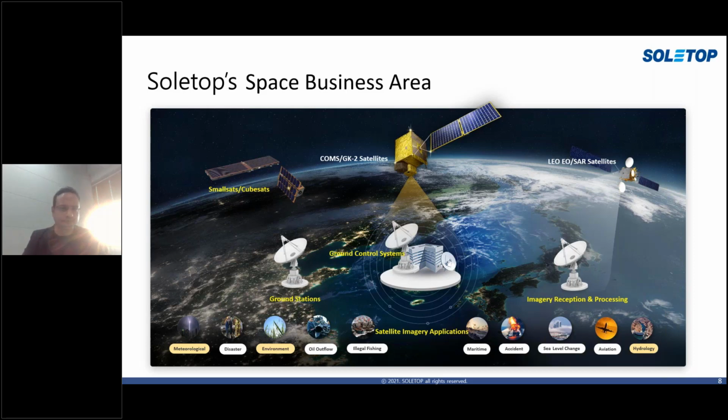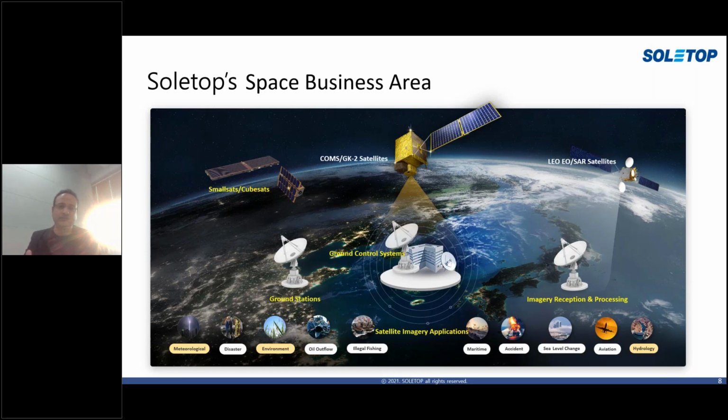And then we have full operational responsibility of GK2A satellites, 2A and 2B. Soletop is leading the operations globally for the industry part of GK2A recently, which is a weather satellite in Korea. And we are also very much involved in LEO and SAR satellite development in the near future.